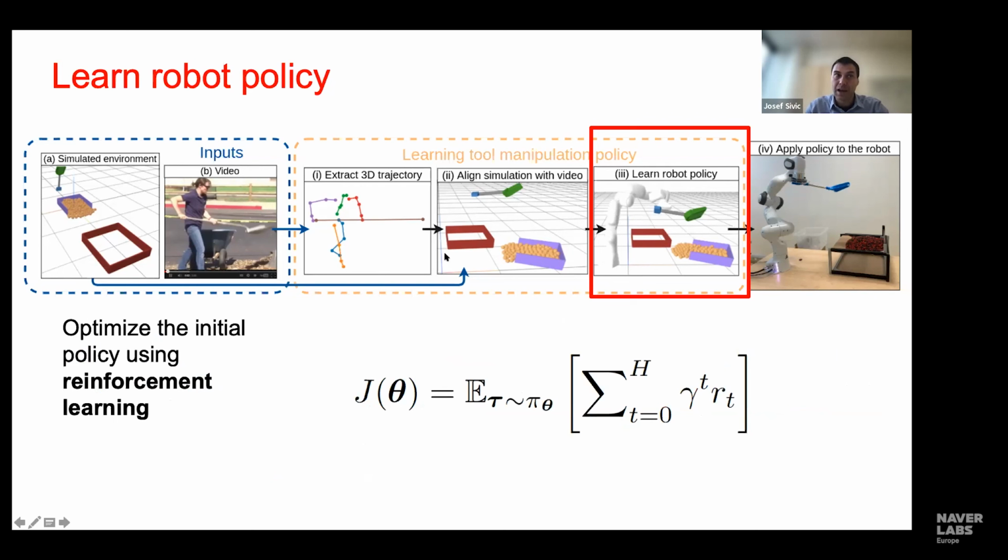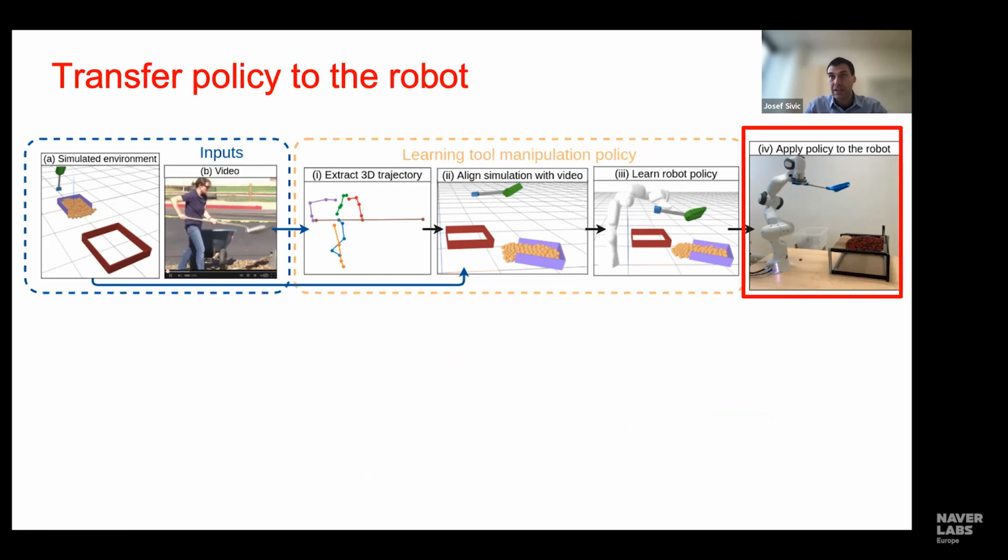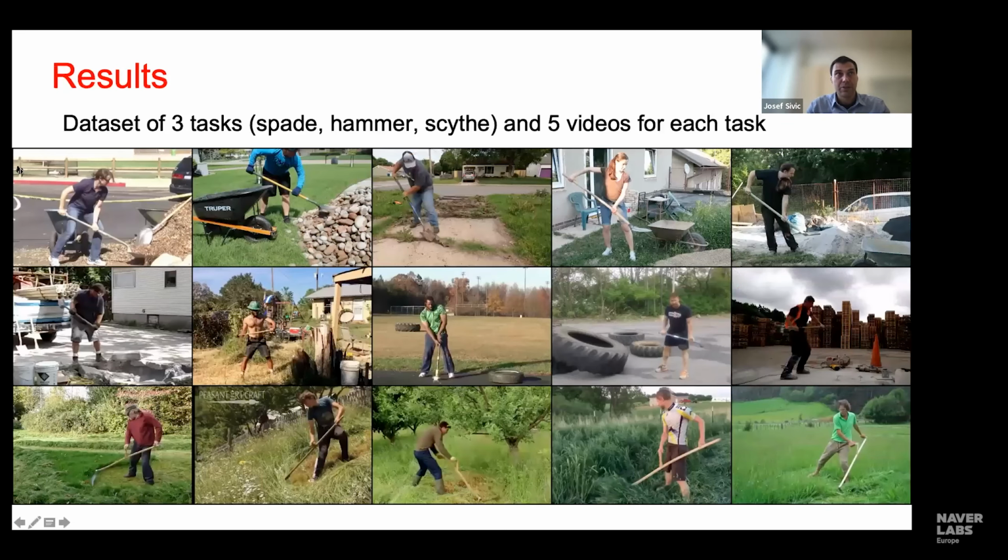And finally, we optimize the final sparse reward using reinforcement learning, which is fairly standard. I will not go too much into detail on this. So the policy is applied to the robot in a feed-forward manner. There is no visual feedback at the moment. So here are some results.